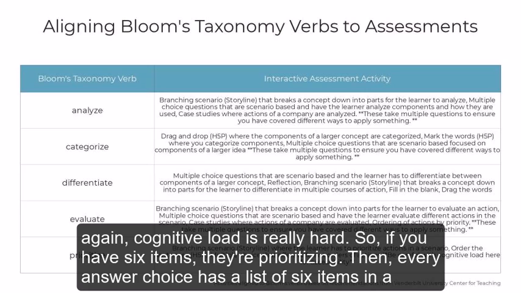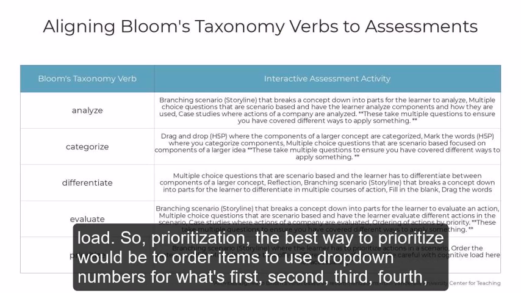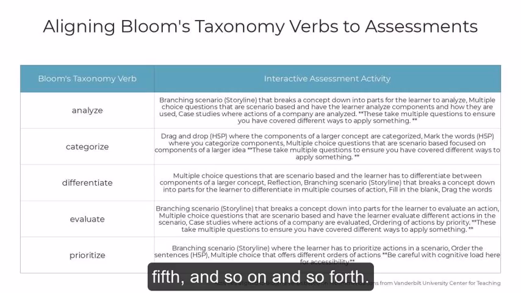So if you have 6 items they're prioritizing, then every answer choice has a list of 6 items in a different order. At that point, we're not assessing the concept. We're assessing how well they can handle the extreme cognitive load. So, prioritization. The best way to prioritize would be to order items, to use drop-down numbers for what's first, second, third, fourth, fifth, and so on and so forth.